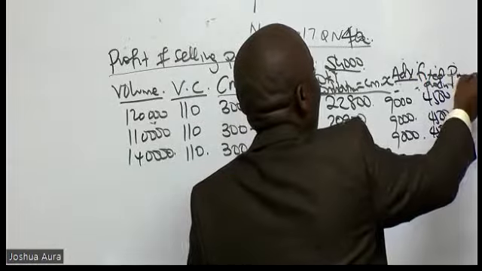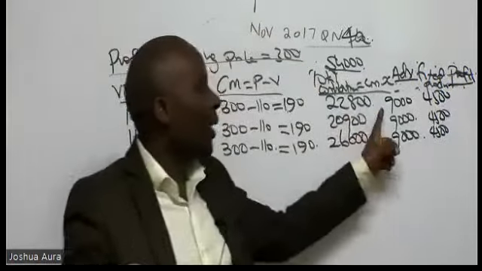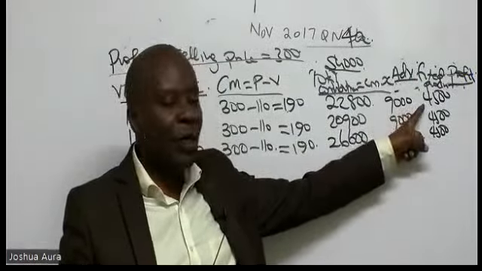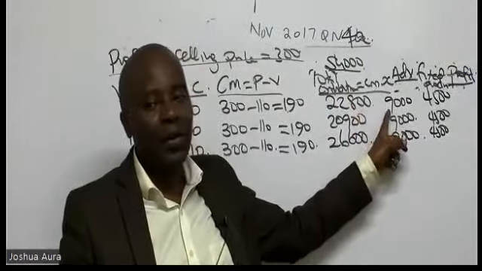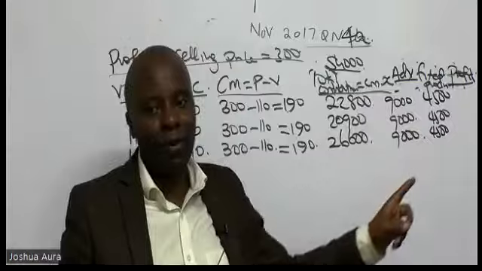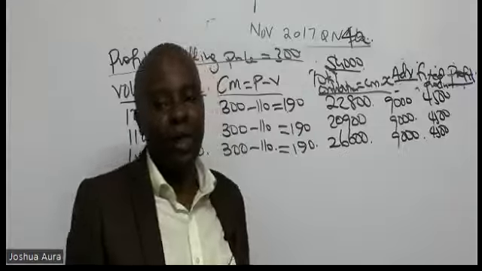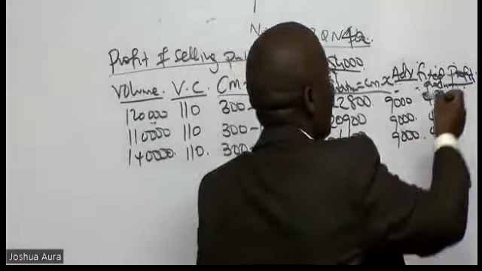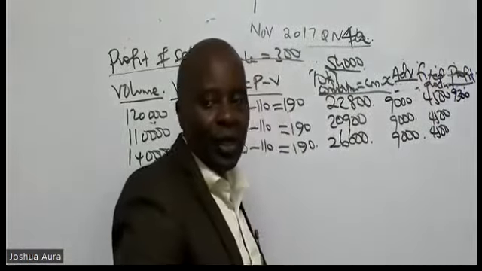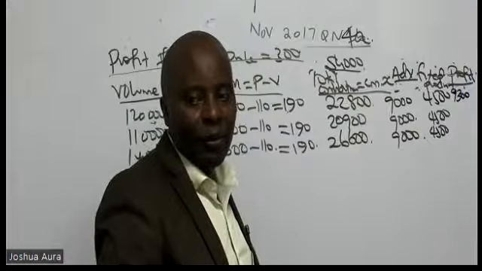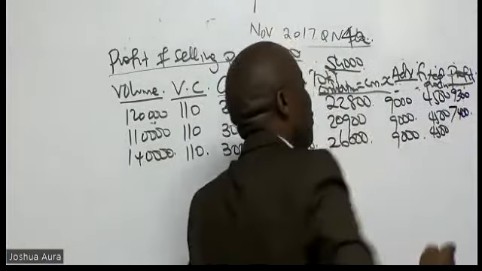So could you kindly give me the profit now? To get profit, I'll take the total contribution minus the advertising cost minus the fixed production cost. So I'll take 22,800 minus 9,000 minus 4,500, and then I should be able to get the profit. Sharon gives me the first figure, 9,300. Thank you very much, Sharon. The second figure is 7,400. How about the third figure?